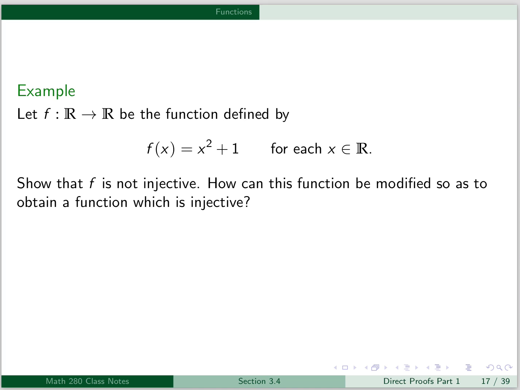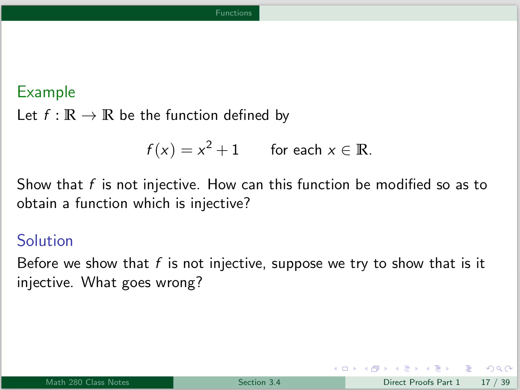As an example, let f be the function from R to R defined by the formula f of x equals x squared plus 1 for each x in R. We want to show that f is not injective. Secondly, we can ask how can this function be modified so as to obtain a function which is injective? Now, before we show that f is not injective, suppose we tried to show that it is injective. What goes wrong?